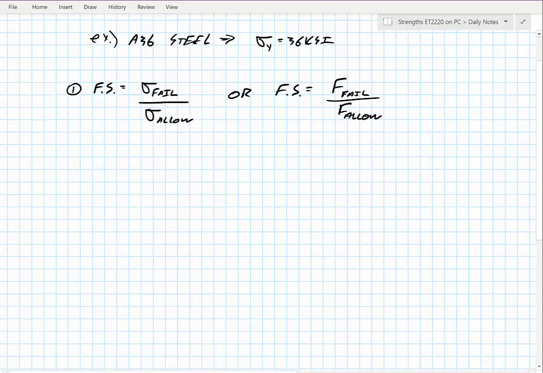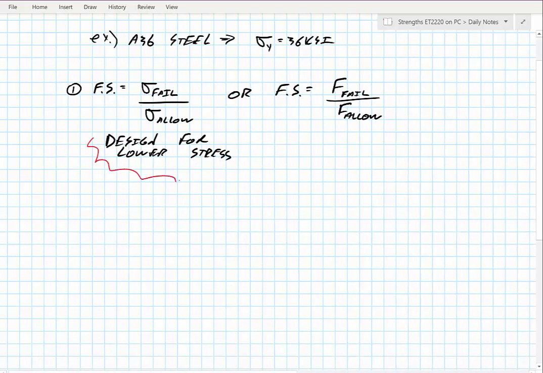So with these two methods, the first one, what we're really doing is, in essence, pretending the material is less strong than it actually is. And with that, we're going to design for a lower overall stress. So if I had an A36 steel, it's basically saying, oh, well, it can handle 36 ksi, but we're going to pretend like it can only handle 18 ksi.